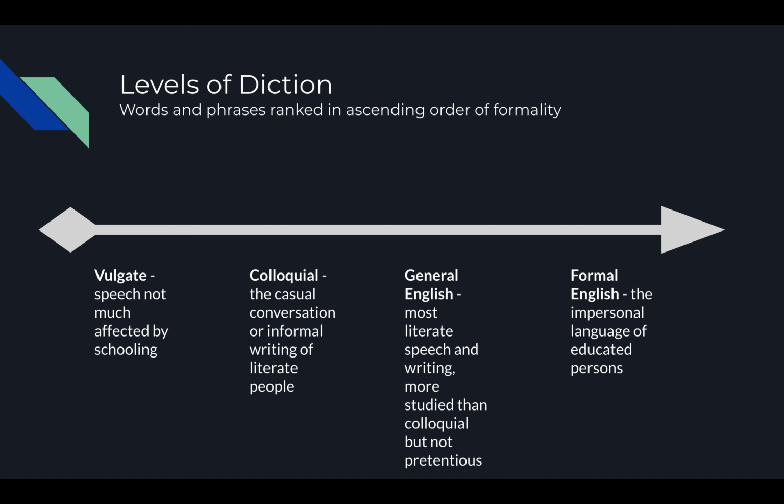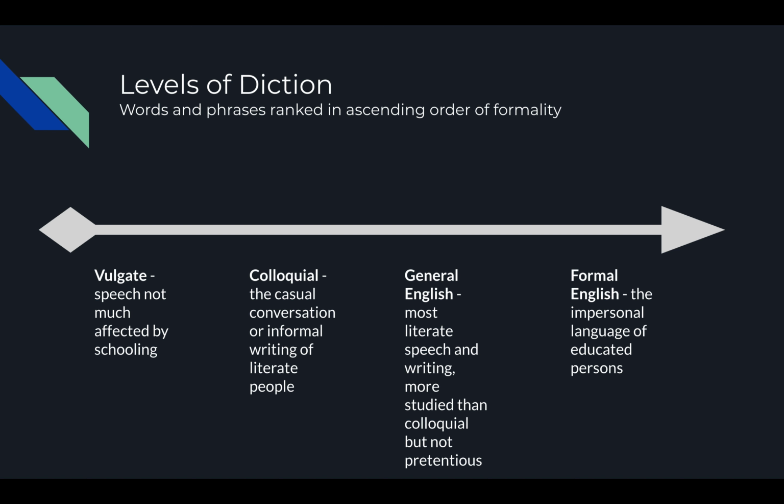One thing that we see a lot, especially in handbooks that we use, grammar handbooks or language handbooks, are levels of diction. And these are words and phrases ranked in ascending order of formality. So you will see in this week's reading that there are different levels of formality in the poems that we're reading. We start at the end with vulgate. That is speech not much affected by schooling. So those poems are considered the least formal.